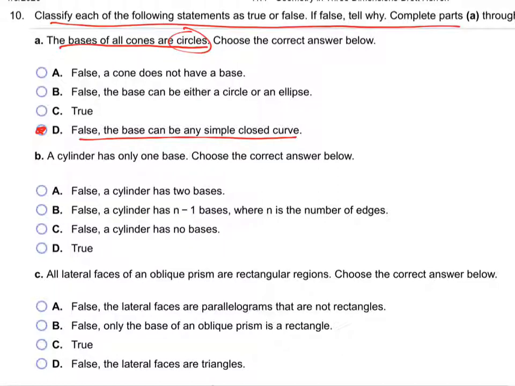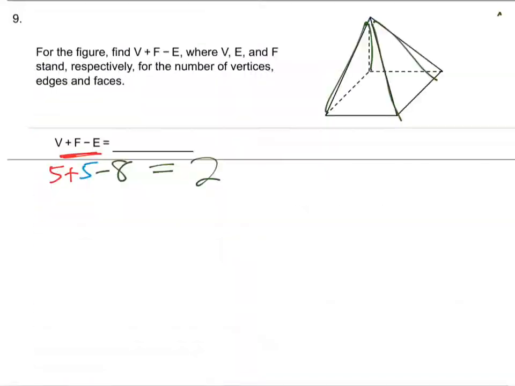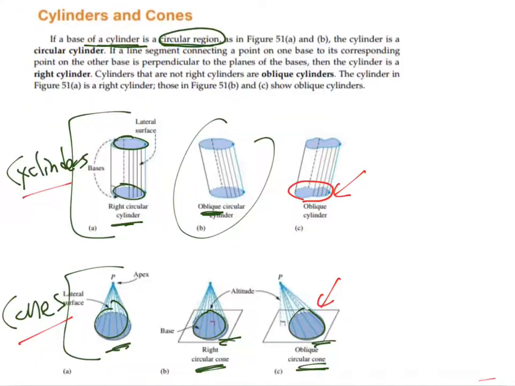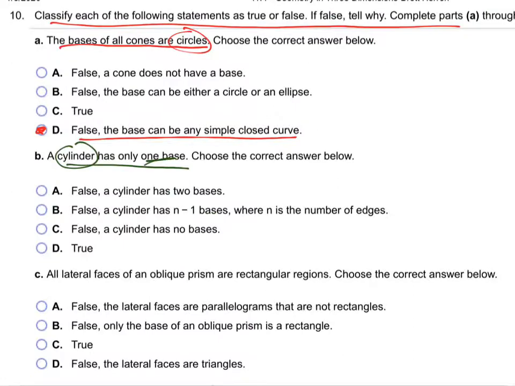Okay, next question. A cylinder has only one base. Is that true? Let's go back. No, cylinders have two bases, right? Top and bottom, kind of like a prism. It's like a prism with the top and the bottom being circular. A cone only has one base. It's like a pyramid, except the bottom is circular. That's what a cone is. A cone has one base, like a pyramid, and a cylinder has two bases, like a prism. So we come back here, and we say false. A cylinder has two bases.